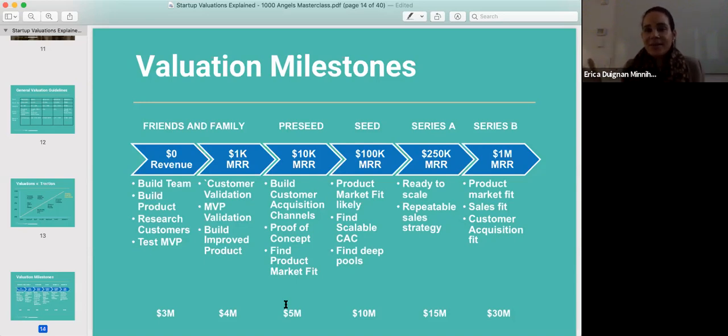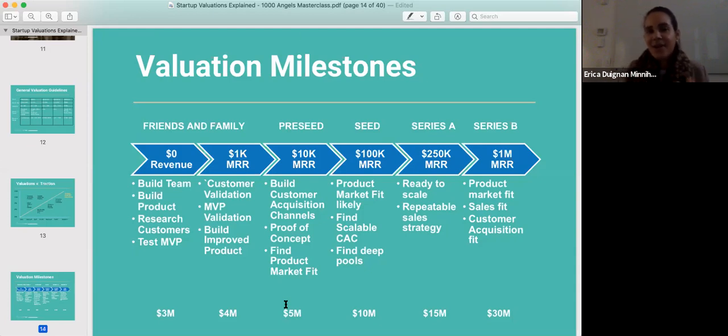Because you sold at least one of your item or whatever it might be. So you have actually achieved some level of customer validation, some level of minimum viable product validation. And now your task is to basically improve upon the product so that you can get to the next level, which is probably around $10,000 in monthly recurring revenue.